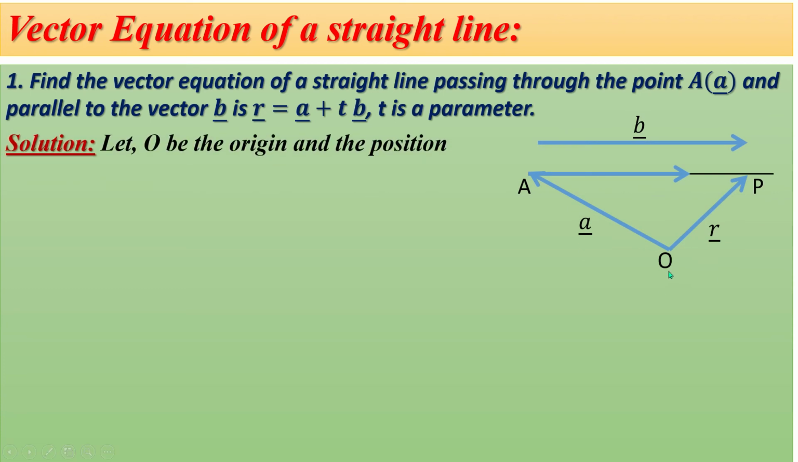Follow the solution. Let O be the origin and the position vector of A with respect to O is a vector. Again, the position vector of P, which lies on the line parallel to this vector, with respect to O is OP vector, that is equal to r vector. Since the line AP is parallel to the vector B, we can write AP equal to t into b vector. Clear?